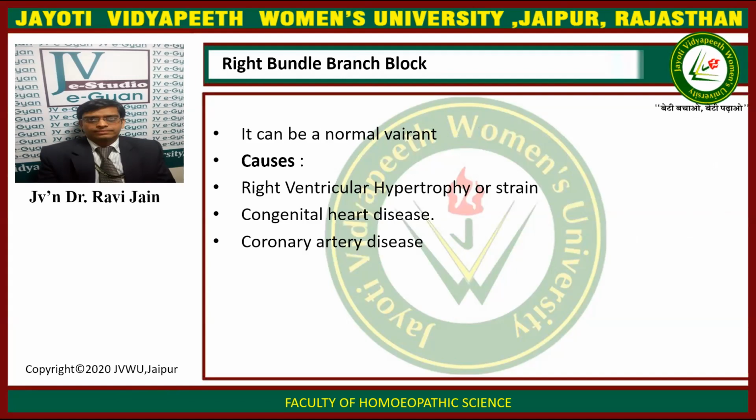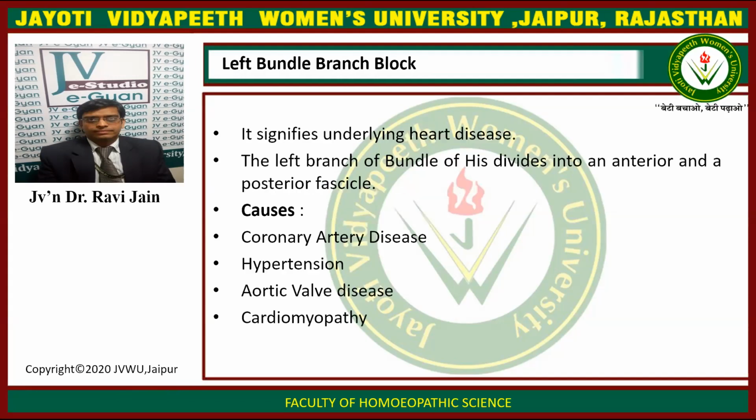Now, what happens in the right bundle branch block? RBBB can be a normal variant and the causes are right ventricular hypertrophy or strain, congenital heart disease and coronary artery disease.